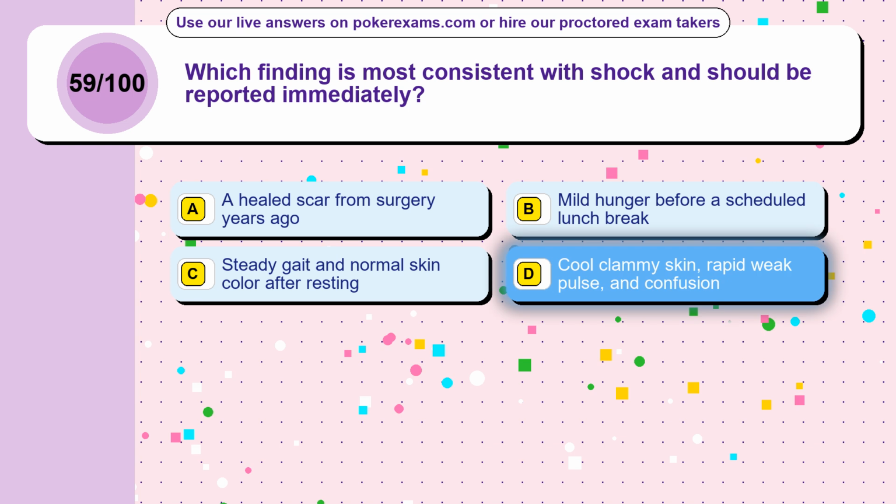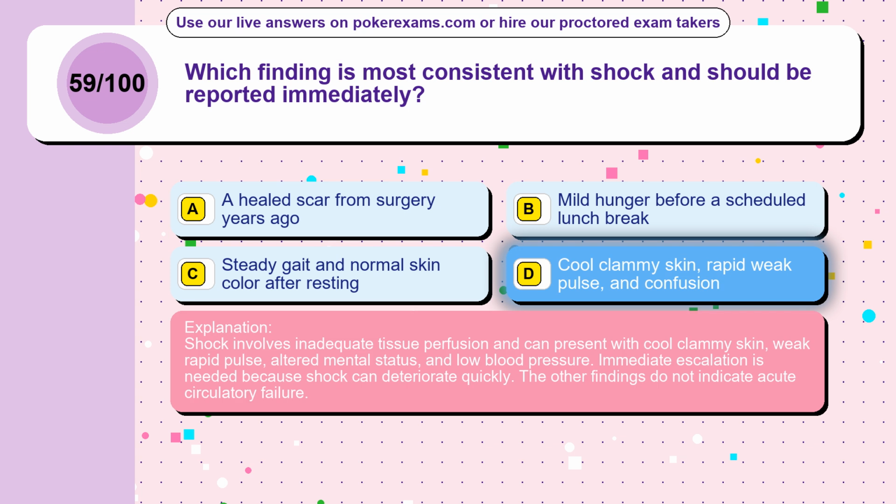The correct answer is option D. Cool clammy skin, rapid weak pulse, and confusion. Shock involves inadequate tissue perfusion and can present with cool clammy skin, weak rapid pulse, altered mental status, and low blood pressure. Immediate escalation is needed because shock can deteriorate quickly. The other findings do not indicate acute circulatory failure.